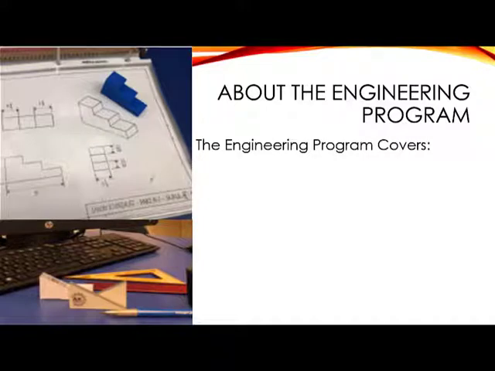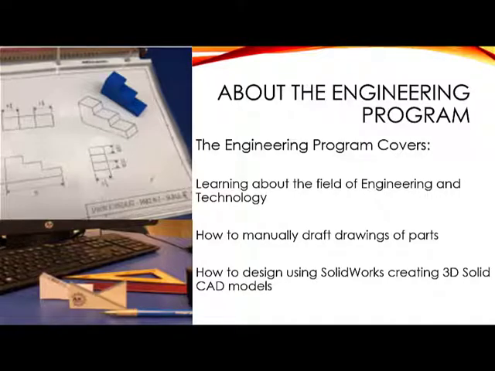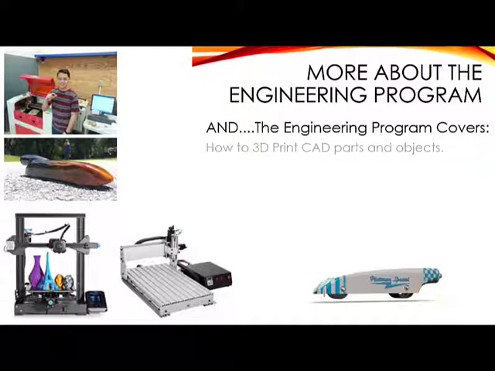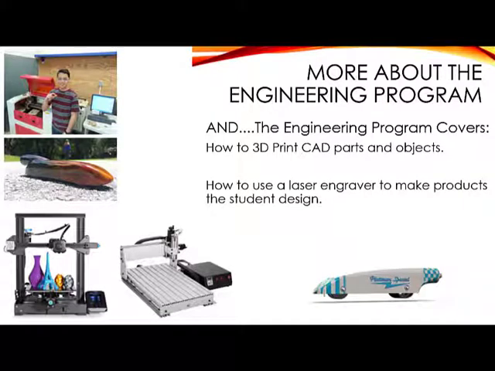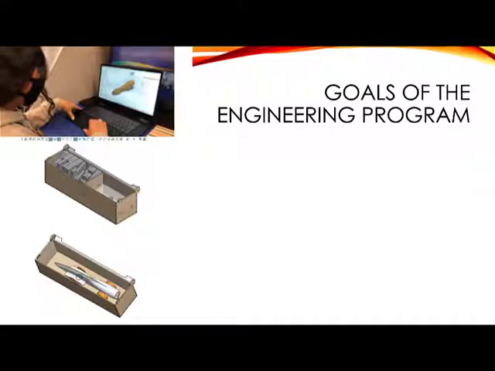About the engineering program, we're going to learn the fields of engineering and technology, how to manually draft parts, how to use SolidWorks for creating 3D solid models. The program also covers how to 3D print your CAD parts and objects, how to use a laser engraver to make your CAD products and various designs, and also how to use a CNC machine to mill out a dragster like you just saw to the right there.